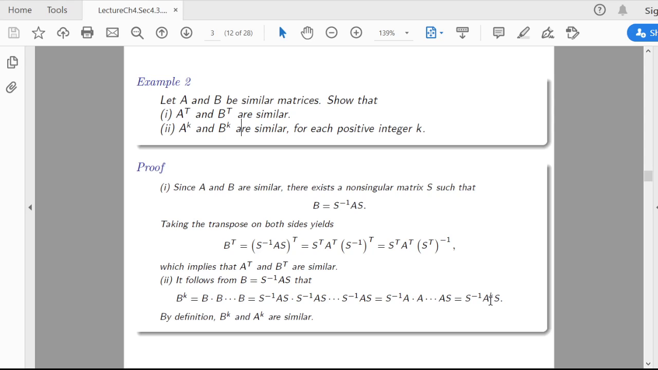In this way, we can say the inverse of S times A to the power k times S is the same as B to the power k. Then from the definition of similarity, we say B to the power k and A to the power k are similar to each other.